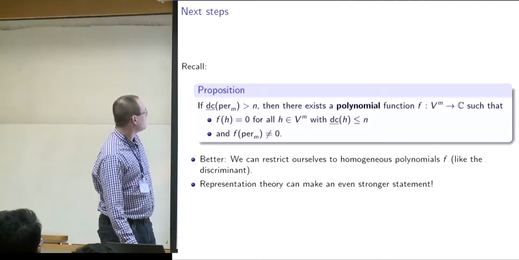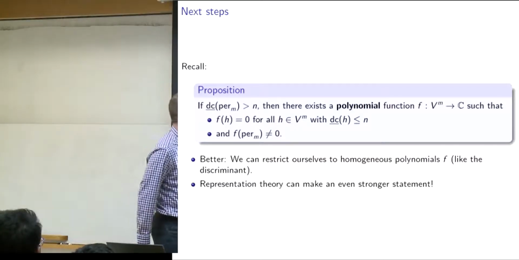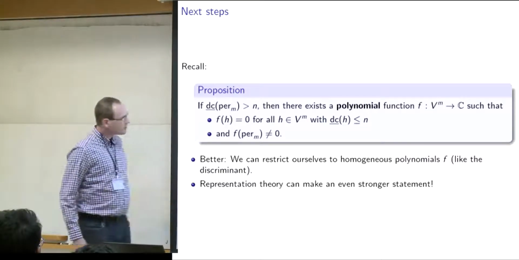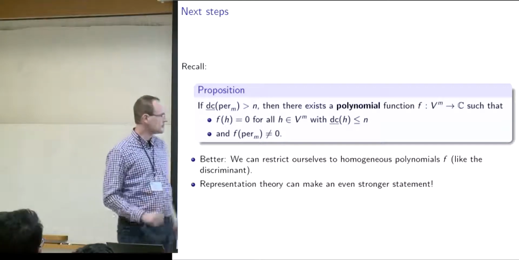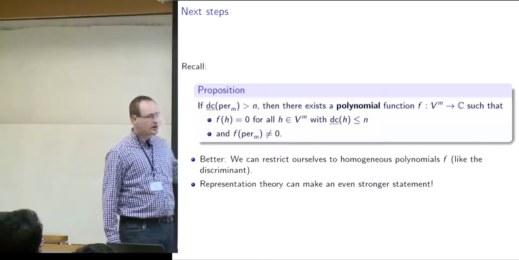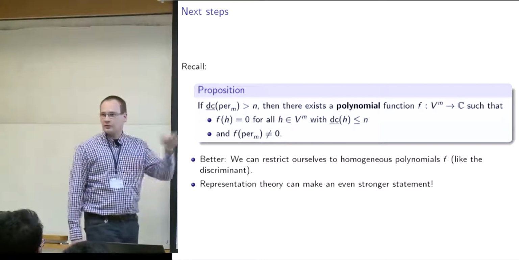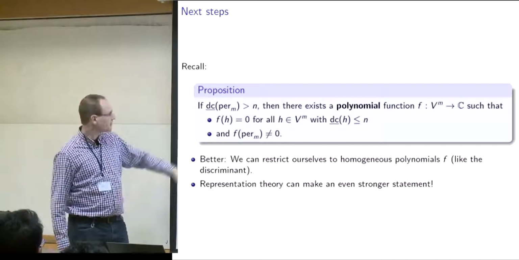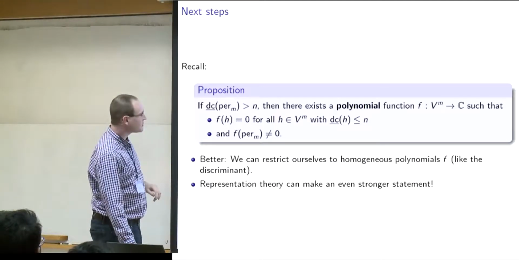So let's just recall, we find these polynomial functions, but now we can do even more. We can restrict ourselves not only to polynomials, these will always be homogeneous polynomials. This is also very easy to see from algebraic geometry. If you have a polynomial that's not homogeneous, you can take one of the homogeneous parts, and it will always give you the correct answer, right? And now representation theory can make a much stronger statement.